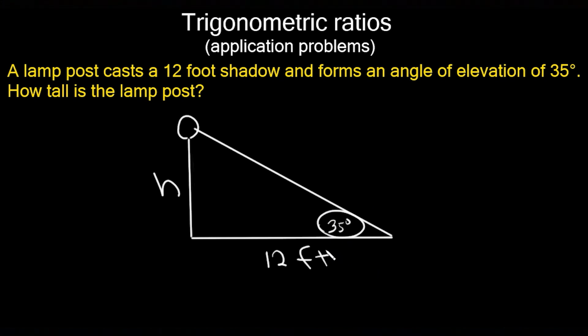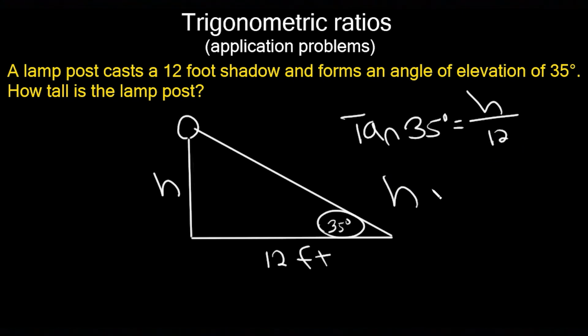So if you think about sine, sine is opposite over hypotenuse. Well, that's not going to help me because I don't have anything here on my hypotenuse, right? Cosine is adjacent over hypotenuse. That's not going to help me either. But if you think about tangent, tangent is going to be opposite over adjacent. So I could say here tangent of 35 degrees is equal to opposite, which is going to be H, over my adjacent side, which is going to be 12. And so from here, all I have to do is multiply both sides by 12, and I get H is equal to 12, and then times tangent of 35 degrees.